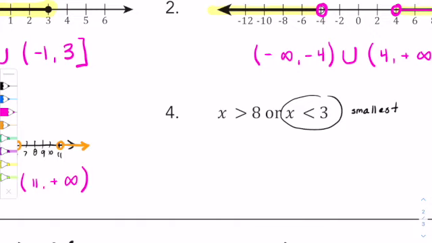If x is less than 3, we can write that as negative infinity to 3, or x is greater than 8, so 8 to positive infinity. Remember, you can always sketch a number line. That might save you a minute if you're a visual learner, so use that as an extra tool when you are writing in interval notation.